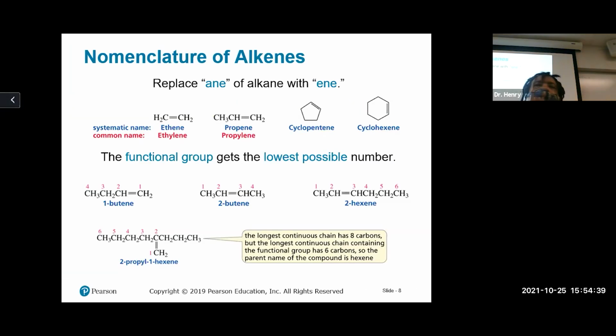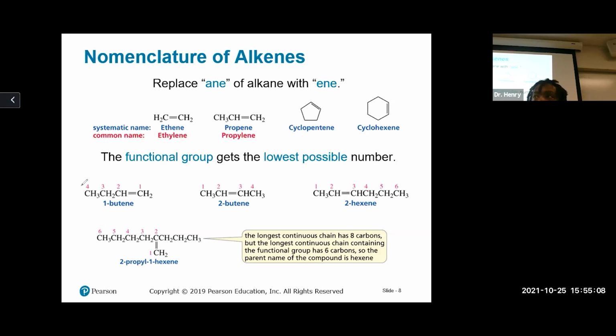Naming is real simple. You replace A and E with E and E if there's a double bond. Then you just got to tell me where the E and E is at. We always want to count it so that the functional group gets the lowest possible number.